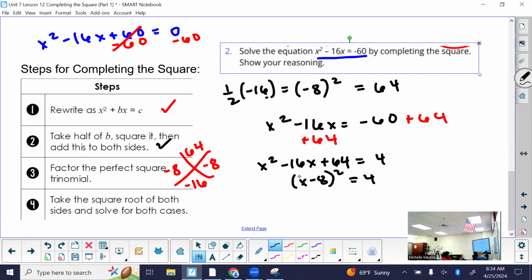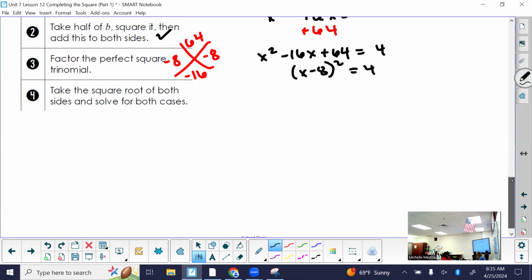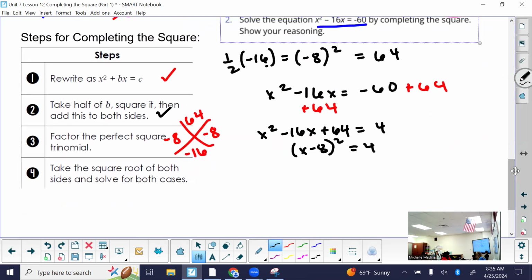Now it's just one X that I'm solving for, versus these different ones before where I couldn't really isolate them. And now I can solve it like how we ended the lesson yesterday, by taking the square root of both sides and solving for both cases. So basically isolating X. What's opposite of squaring?